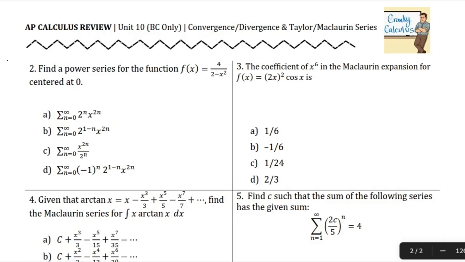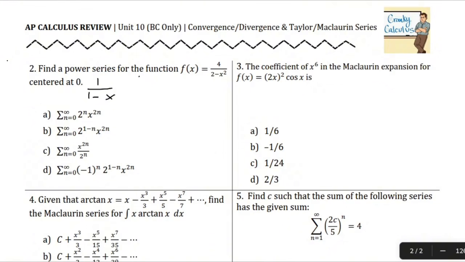Hey guys, it's another cranky classmate here, and we are going to do the Unit 10 MCQ. So we have number 2 here. Find a power series for the function f of x is equal to 4 over 2 minus x squared, centered at x equals 0. Well, this series is in the form of 1 minus x, which is the geometric one. So we need to manipulate this f of x so that it looks similar to this and has the 1 minus and then our r value.